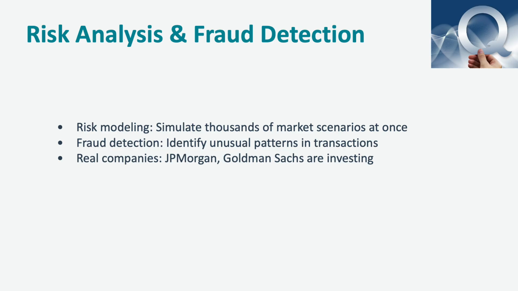Risk modeling is crucial for financial institutions because they need to understand how likely it is that borrowers will default on loans or how market crashes might affect their investments. Currently, banks use classical computers to run Monte Carlo simulations. Essentially, they simulate thousands or millions of possible future scenarios to estimate risk. The more scenarios they can simulate, the more accurate their risk models become. Quantum computers could potentially run these simulations exponentially faster, permitting more comprehensive risk assessment.